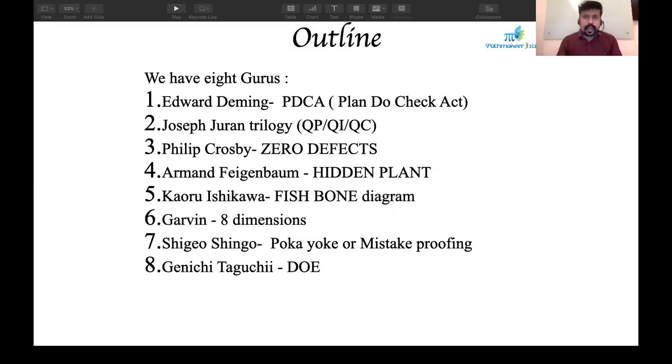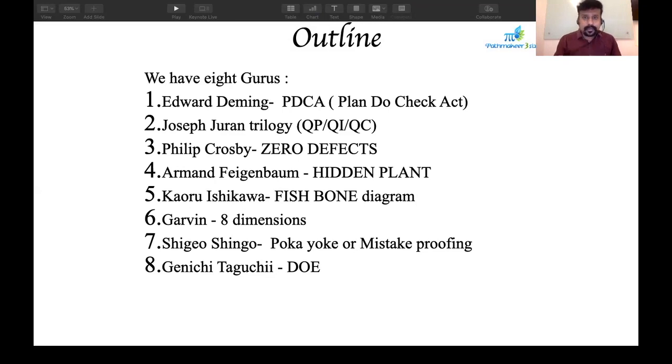The first one is Edward Deming. Edward Deming, he discovered something called PDCA, a very, very common thing used in most of our organizations. We use only this PDCA: Plan, Do, Check, Act. What is this Plan, Do, Check, Act? Prepare a plan. Once you prepare the plan, what are we supposed to do?